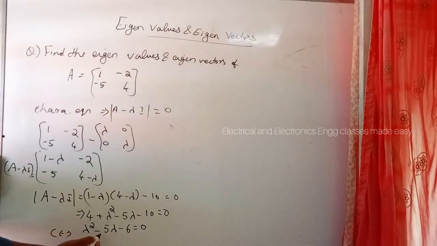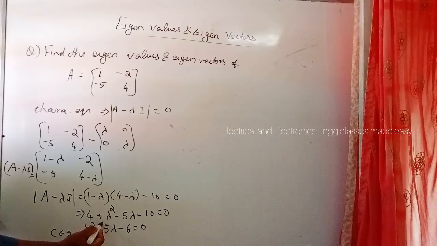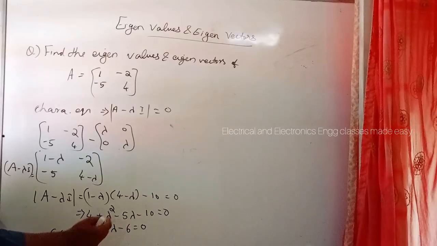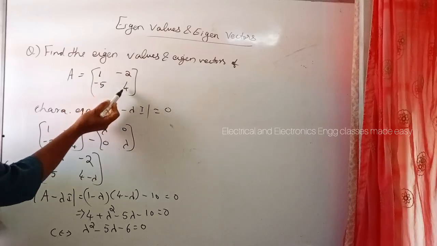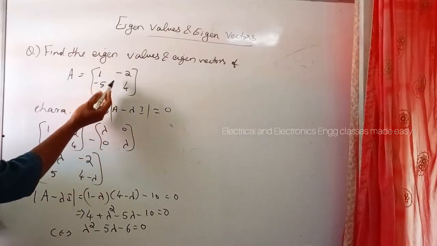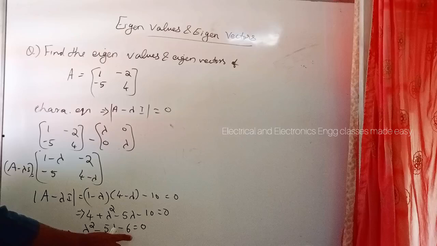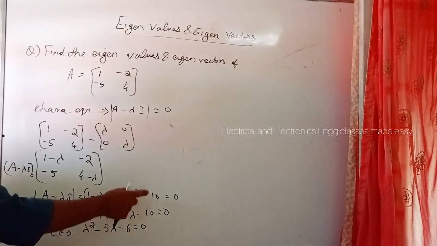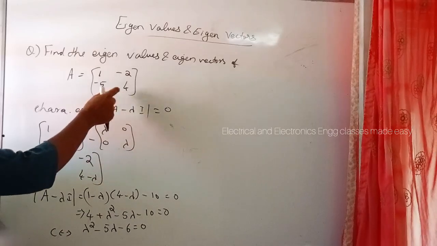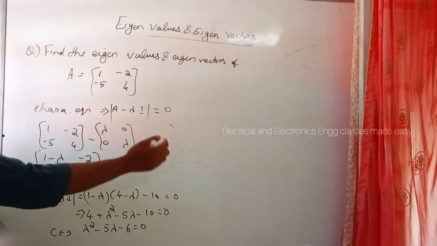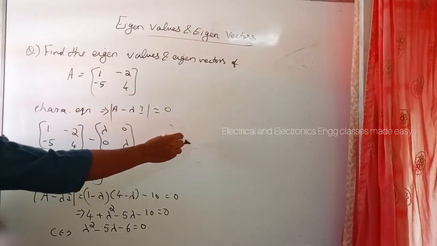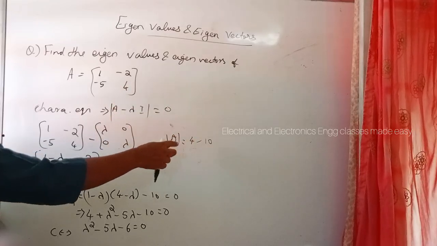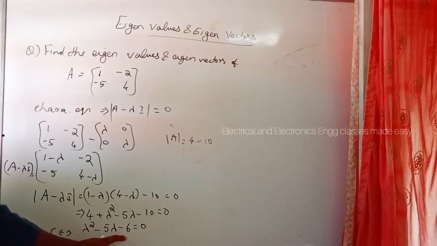Here we can see that the coefficient of lambda is the negative of the sum of the diagonal elements, that is minus (1 plus 4), and the negative 6 is the determinant of this matrix, that is, the determinant of matrix A is equal to 4 minus 10. So this is the determinant of A.